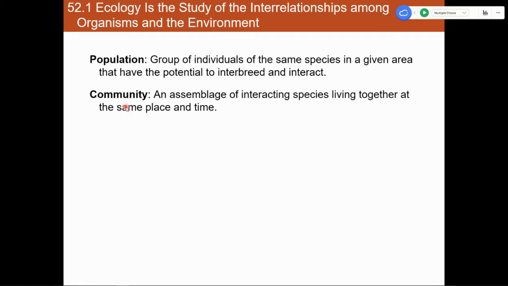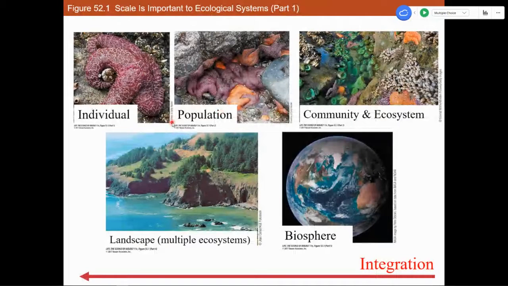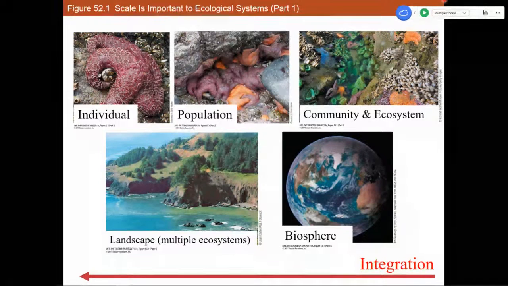Populations are included within the community. A community is an assemblage of interacting species living together in the same place and time. So there might be multiple populations of different species living together that are part of the community. As I mentioned, this fits into the integration across different scales in ecology.